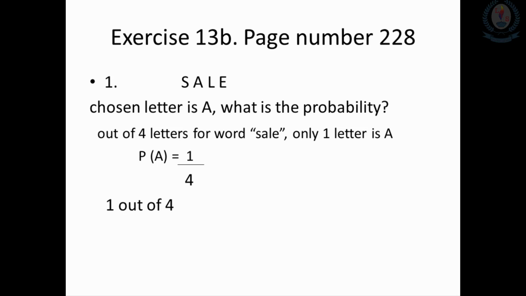Alright, for you I'm going to do exercise 13b as well, which is on page number 228, for you to understand that well. In the following questions, we have to assume that all possible outcomes are equally likely. The first one says, one letter is chosen at random from the letters in the word SALE. What is the probability that it is A? Out of these 4 letters, only one letter is A. So we can write P(A) equals 1 out of 4. That is the probability.